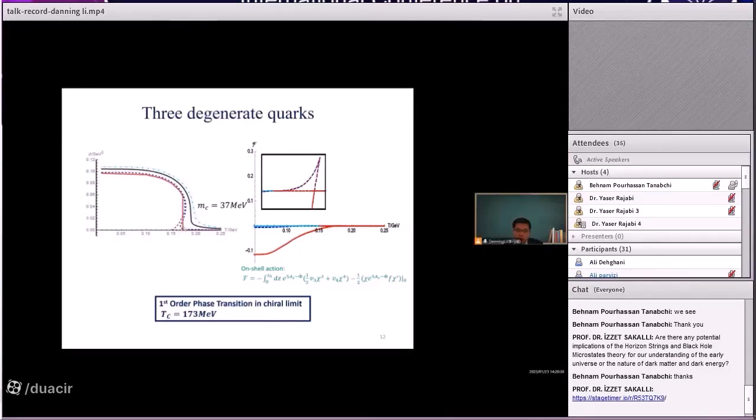So in the three-flavor chiral limit, it's a first order phase transition. You also see that if we increase the quark mass, only when the quark mass reaches a sufficiently large value does the phase transition turn into a continuous one. So this is also very similar to the lower left part of the Columbia plot.